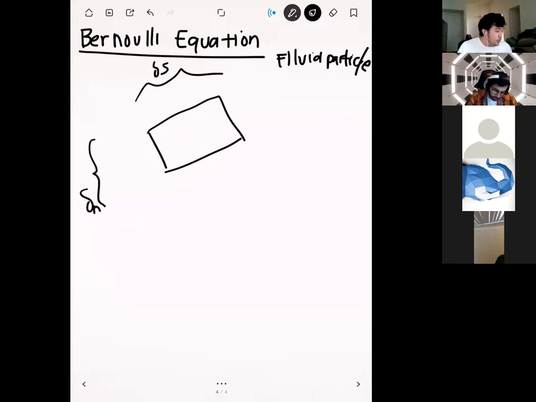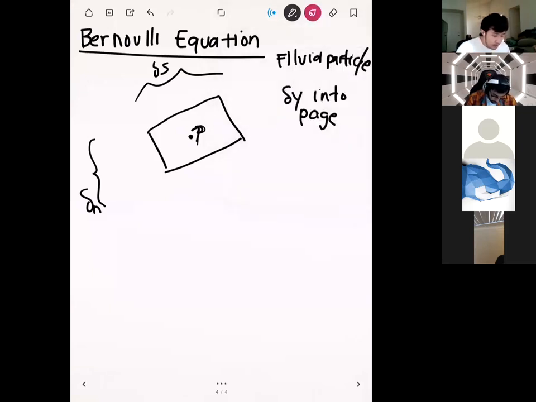Okay, and so first we know the dimensions of the box. So we know it has a length delta S, and it has a height of delta N, and it also has a width of delta Y into the page. In addition, there's a pressure P that's going to be at the centroid of the box. So that's just the pressure that this fluid particle is experiencing.